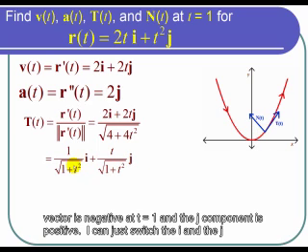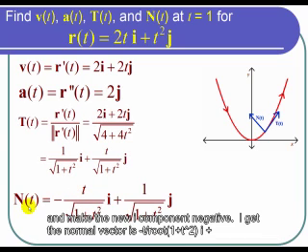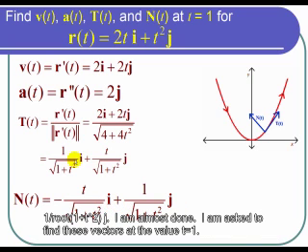So I can just switch the i and the j and make the new i component negative. And I get the normal vector N of t is equal to negative t over the square root of 1 plus t squared i plus 1 over the square root of 1 plus t squared j. So I'm almost done. I'm asked to find these vectors at the value t equals 1.